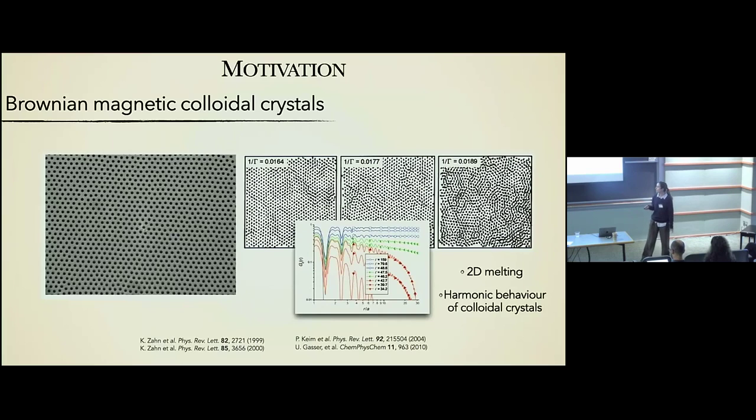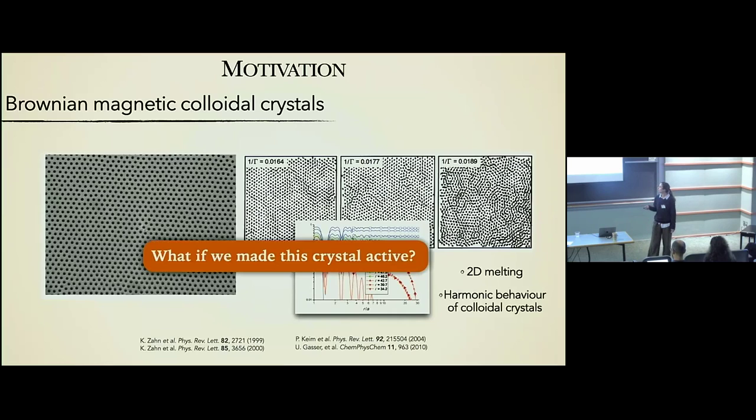The cool thing about these magnetic colloidal crystals is that they're very easily controlled with an external field, and that the interactions, of course, are relatively well known and easy to access. And of course, as with any colloids, you can observe them in the microscope very easily. So that is why they're interesting to study. So our idea is, how can we make this crystal active? How can we find an analog of an active crystal that we can use to study some physical properties of active systems?